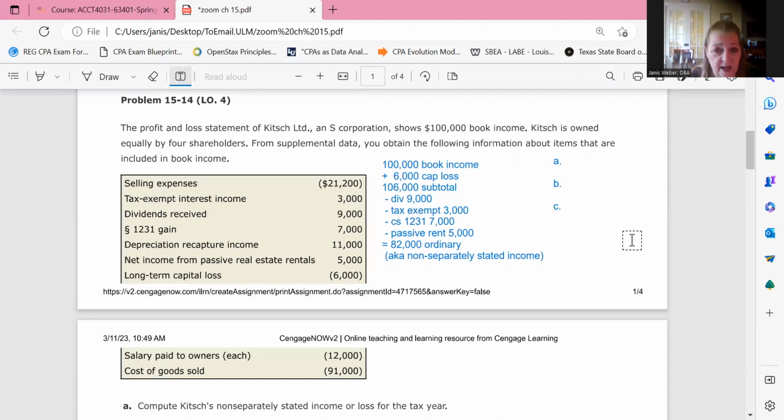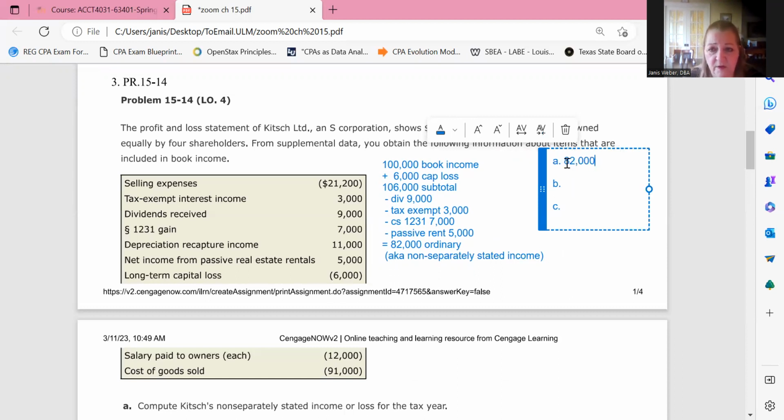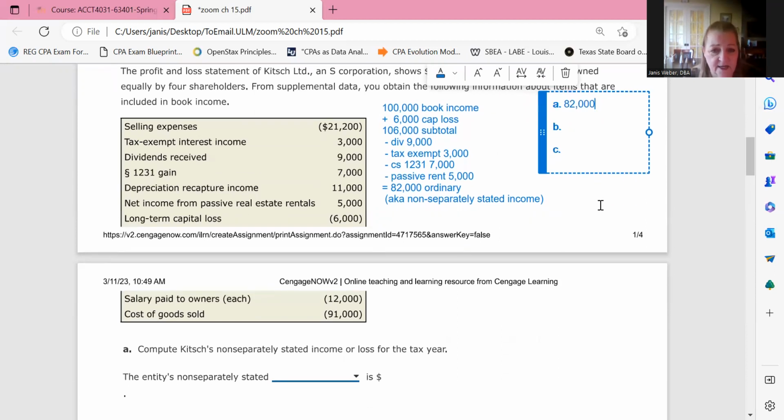So 82,000 is the first answer they want. For A, 82,000 is what they wanted. Because they ask what is the separately stated income for the whole corporation, the entity's non-separately stated income or loss. And so that's what we just did.